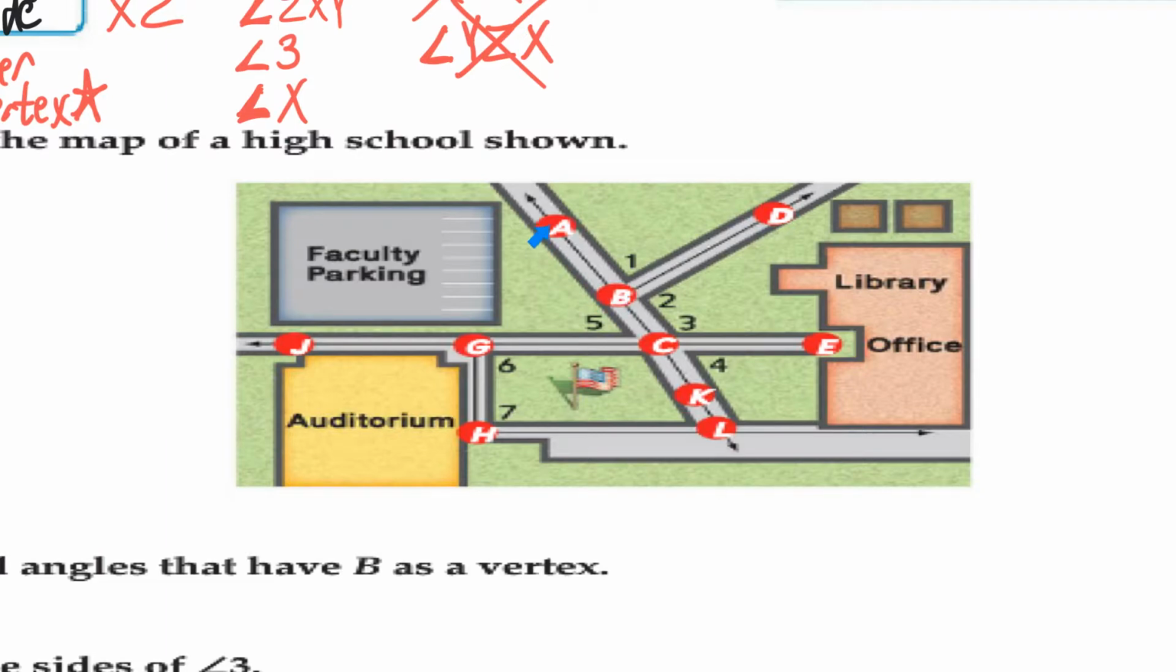Angle ABD. Let me just, don't do it on yours because it's going to turn into a mess, but this right here, does that angle have B as its vertex? Yes, it does. And so what would I call that angle? Angle ABD, or I could flip it around and say angle DBA. Either one of those would be fine. I'm not going to write all the different possibilities.